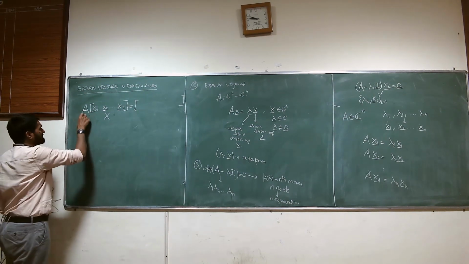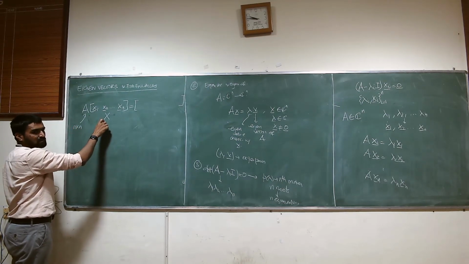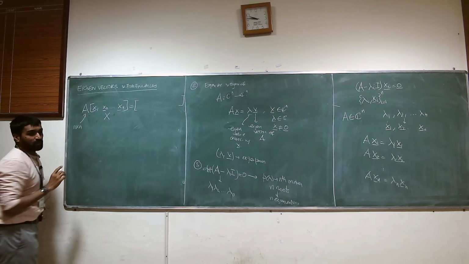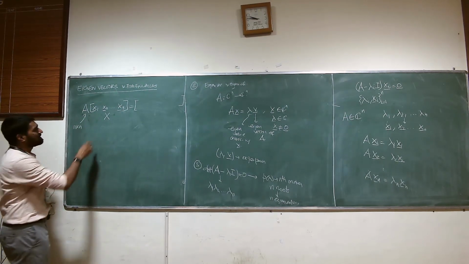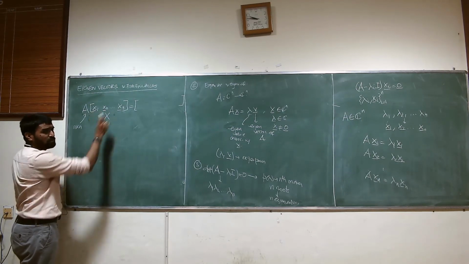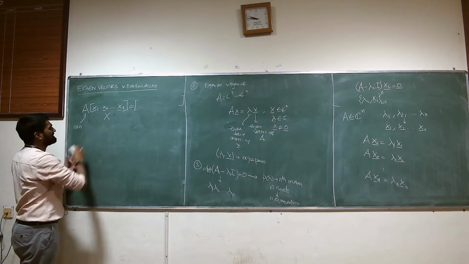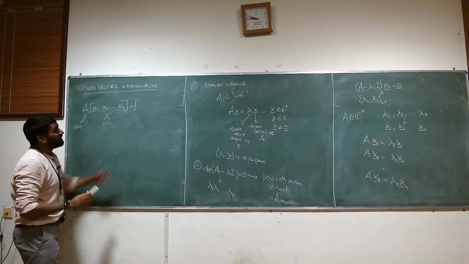What is the size of this? N cross n. What is the size of this matrix? 1 cross n, is it? These are vectors now, right? This is n cross n. So you can multiply. If you multiply, you'll get an n cross n matrix. What will you get here?